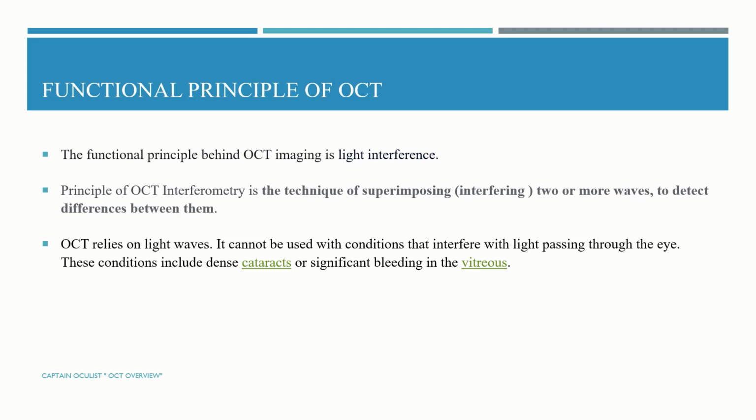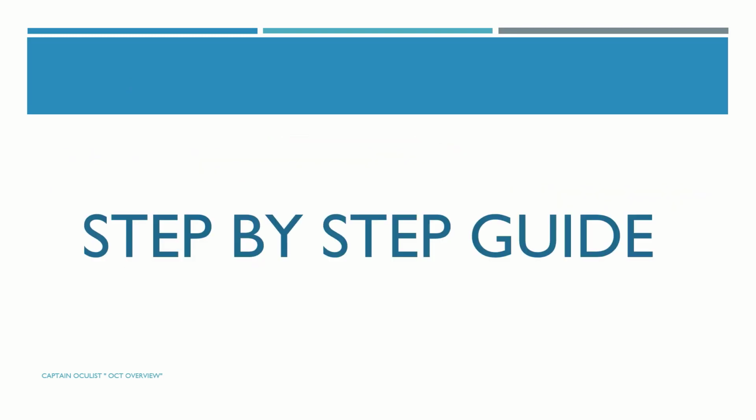Let me tell you, the main functional principle of OCT is superimposition of waves to detect differences between them. This is known as light interference. So that is the functional principle of OCT, that is interference. The main task of this video starts here: the step-by-step guide is the main purpose of this video.